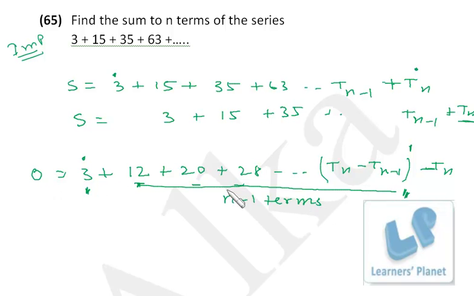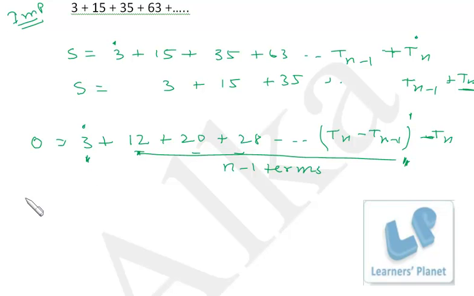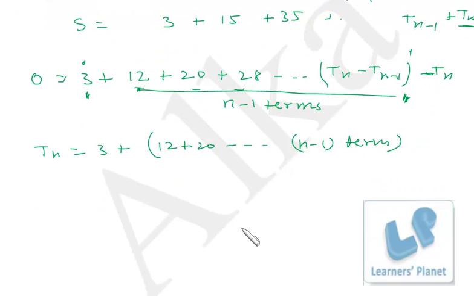Now we have 0 on the left hand side, and it is minus Tn, so I shift Tn over here. So Tn is equal to 3 plus 12 plus 20 till n minus 1 terms. Okay, now I know how to find the sum of an arithmetic progression, so I just use the formula directly. It is 3 plus, how many terms are there? n minus 1, so (n minus 1) by 2, 2a, that is 24, plus (n minus 1 minus 1), so it is (n minus 2) into d.